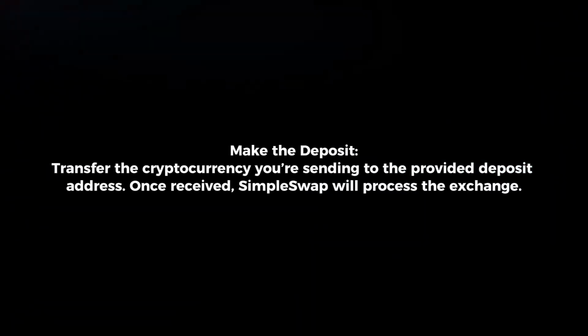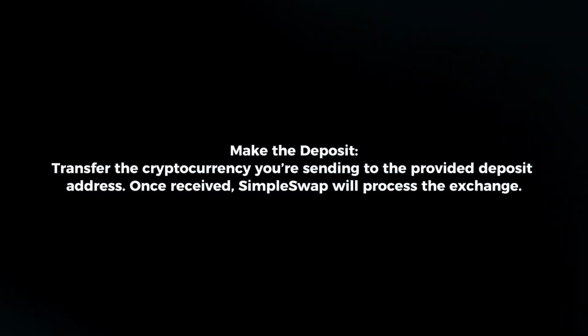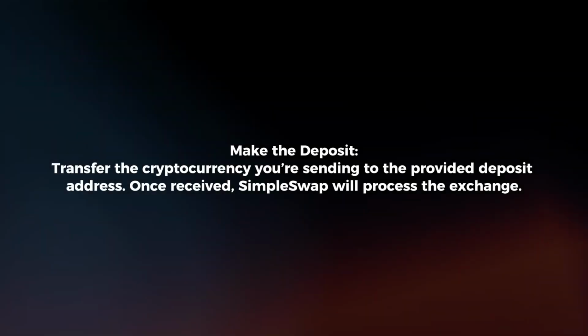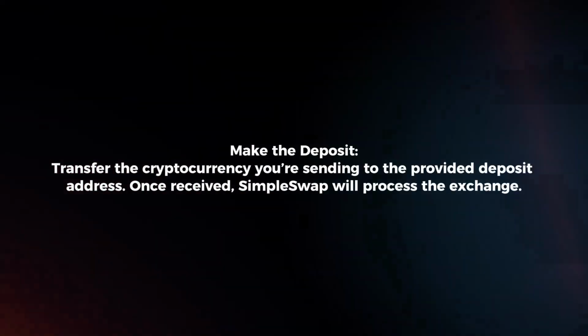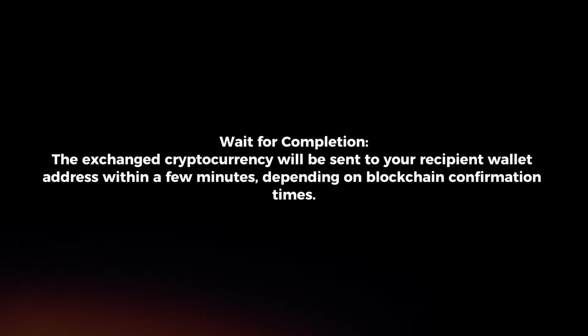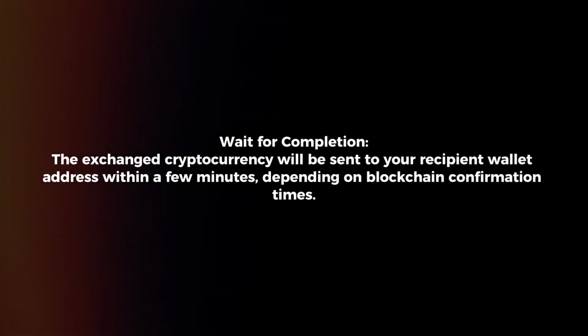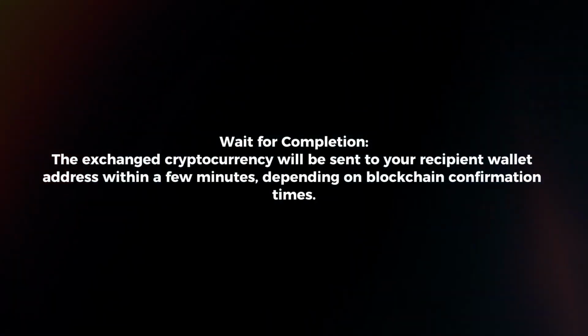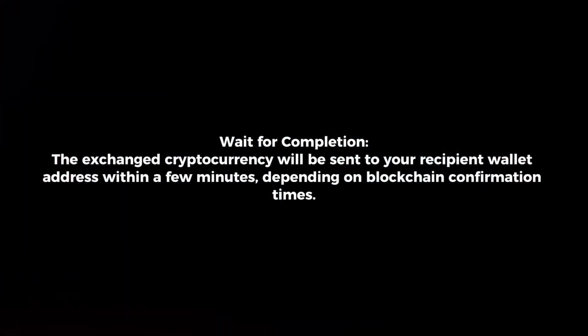Make the deposit. Transfer the cryptocurrency you're sending to the provided deposit address. Once received, SimpleSwap will process the exchange. Wait for completion. The exchanged cryptocurrency will be sent to your recipient wallet address within a few minutes, depending on blockchain confirmation times.